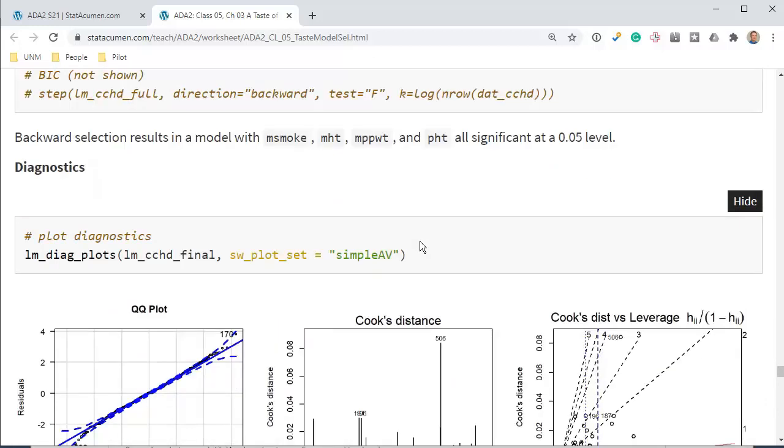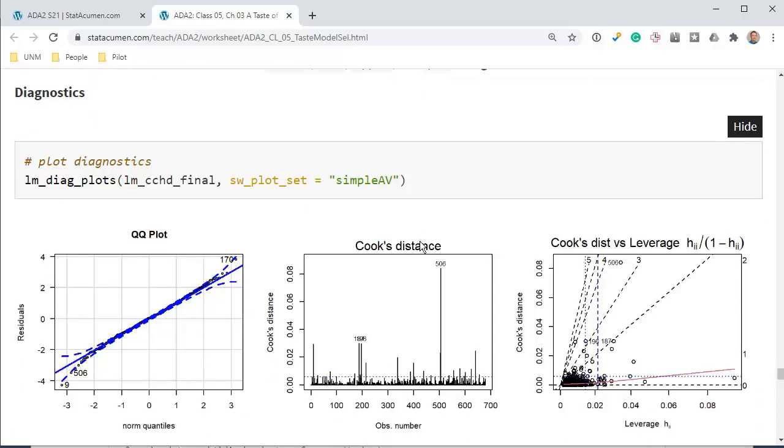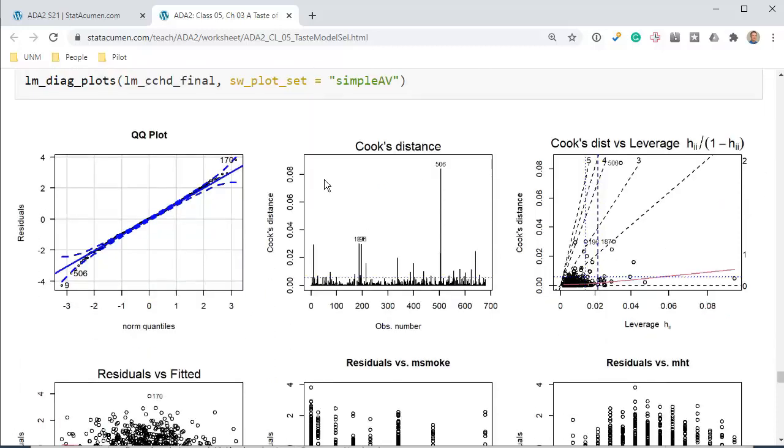Let's assess the model after we've now reduced it. Ideally, these residual plots aren't going to change very much, and so we still have normal residuals. It looks like observation 506 is more influential than it was before, by a little bit, so we probably still want to check that one out. It seems like it has a little more leverage now too than it used to.